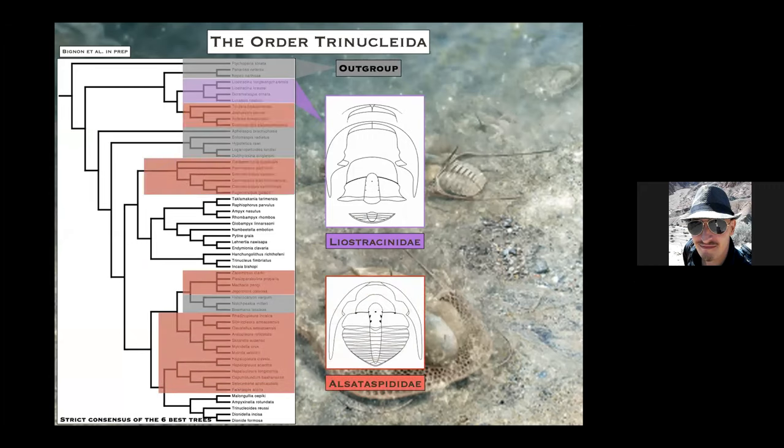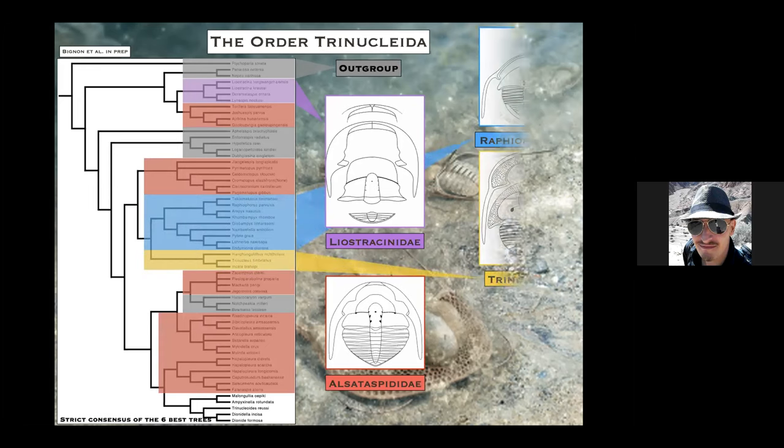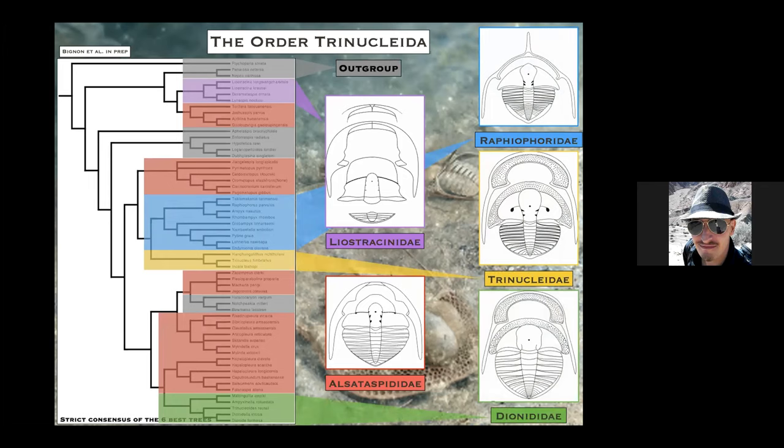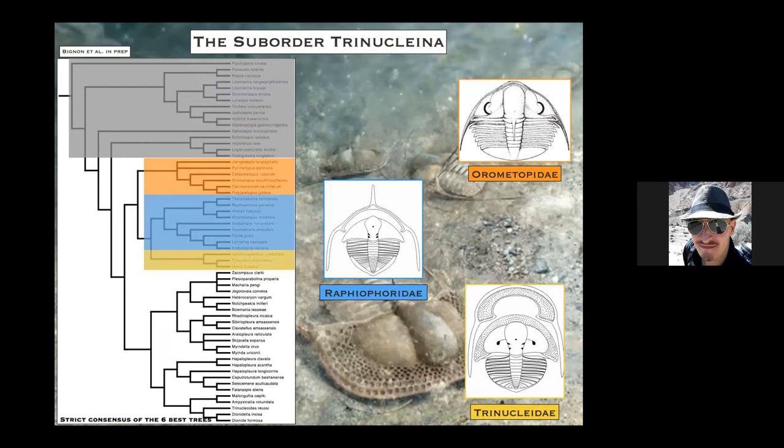The Alsataspidae also appear very dispersed along the tree. Luckily, Raphiophorid and Trinucleid are still sister groups. But another surprise: the Dionididae are completely distinguished from them. So this result leads us to define two new subgroups. The suborder Trinucleina, composed of Orometopidae, Raphiophoridae, and Trinucleidae.